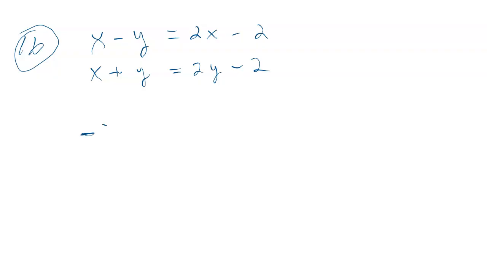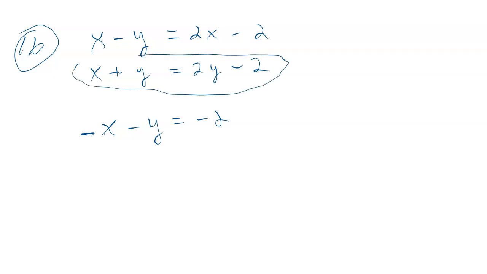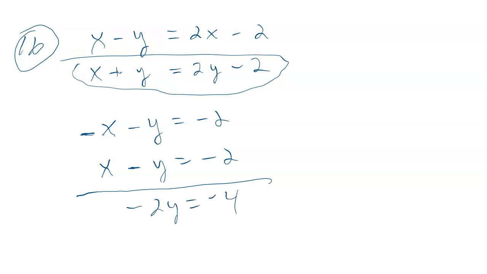So I'll get negative x minus y equals negative 2. And the second equation, I'm going to move the y over and get x minus y equals negative 2. I believe that works. And I have these two new equations, and I'll be solving the system. Then those x's cancel out, and you get minus 2y is equal to negative 4, and you get y is equal to 2 as the answer.